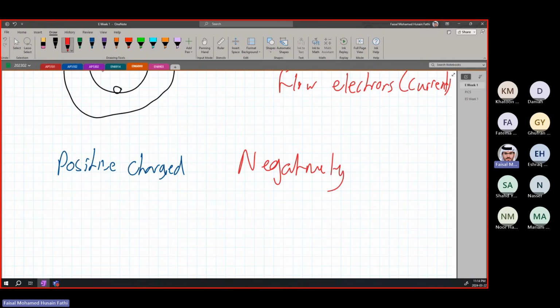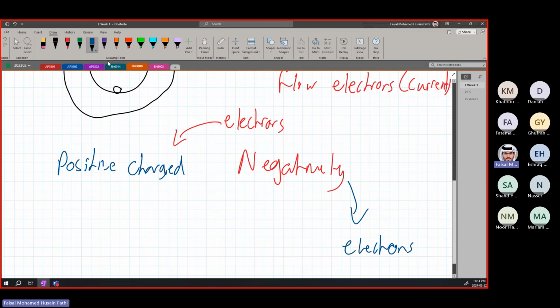If it's positively charged, it will attract the negative charge, so the electrons will want to go towards it. And if it's negatively charged, the electrons will want to go away from it. That's the whole concept of charge in general. If a body is positively charged, electrons will get attracted to it, whereas if it's negatively charged, it will repel electrons. And that's what will cause the flow of electrons, also known as current.